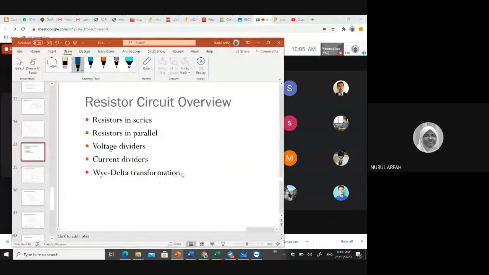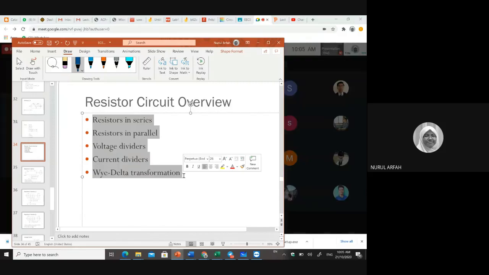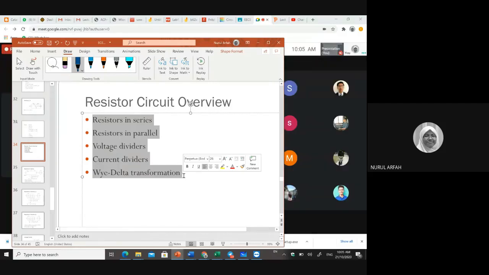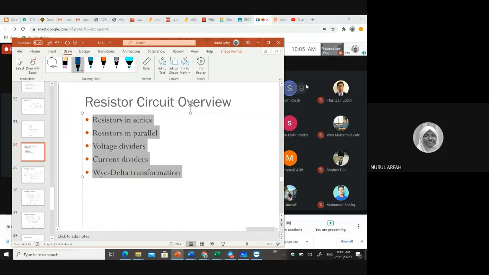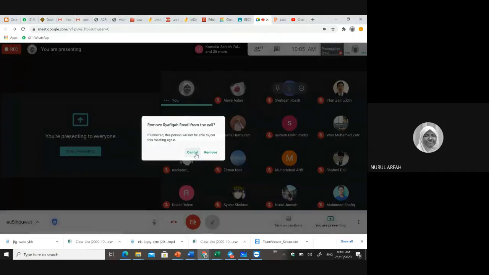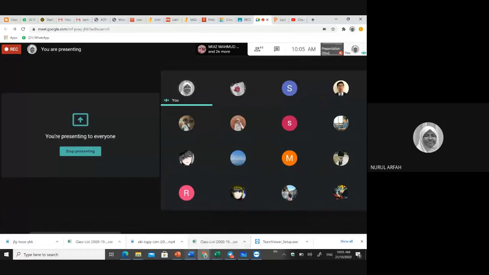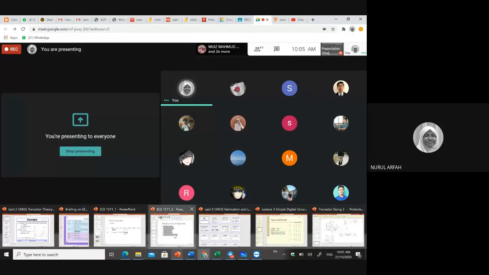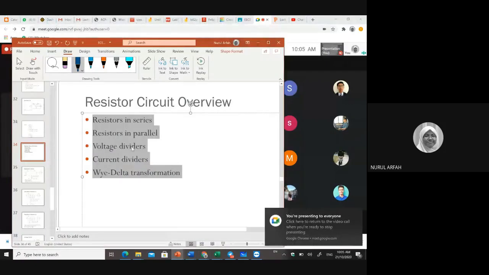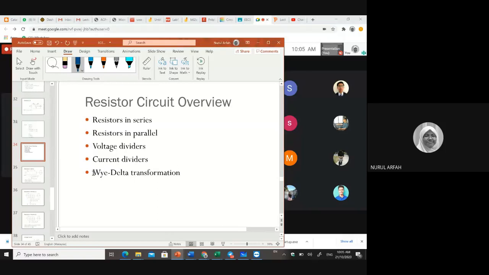Last time we discussed all these basic laws, including Kirchhoff voltage law, Kirchhoff current law, and sorry, I need to remove someone. Okay, and all resistors in series, parallel, voltage divider, current divider, Ohm's law. This is all basic law. But for your study in this semester, we exclude Y delta transformation.